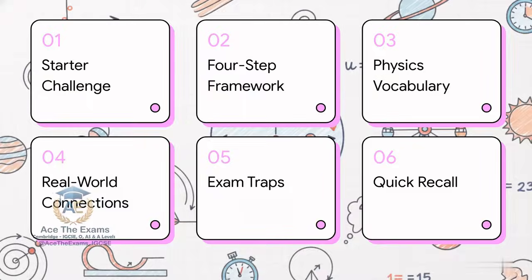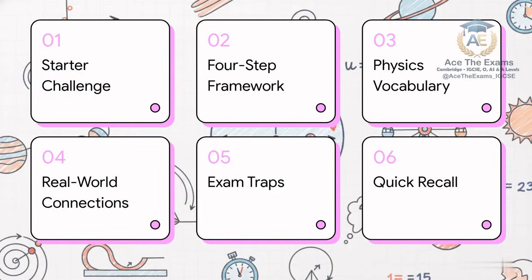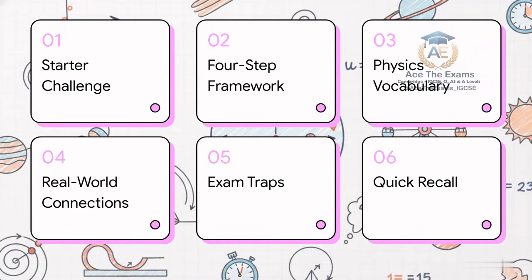Let's get into it. Here is our roadmap out of the wasteland today. We'll kick things off with the starter challenge to get your brain in gear. Then, we'll reveal the 4-step framework, which is basically your secret weapon. After that, we'll decode the physics vocabulary, explore real-world connections, show you exactly how to survive those nasty exam traps, and finally, lock it all in with a quick recall routine.